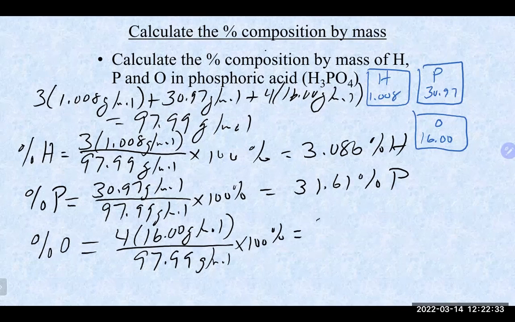Gets us about 65.31% oxygen. The other option obviously would be, like we just talked about, you could have added the hydrogen and phosphorus together and then taken 100 and subtracted it at that point as well. Any questions on how to calculate percent composition by mass?